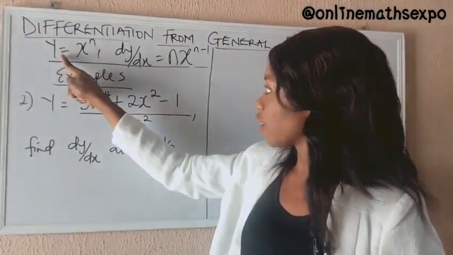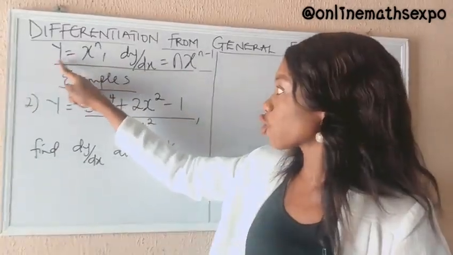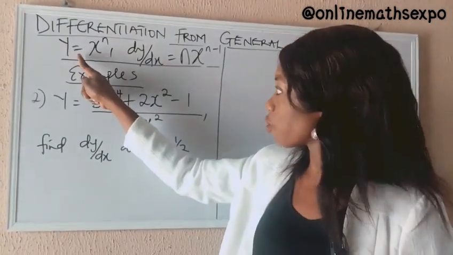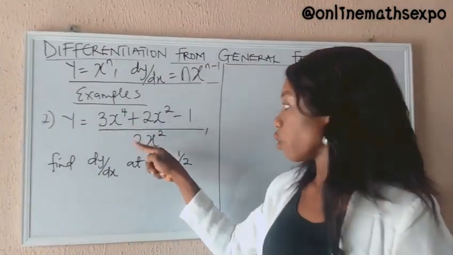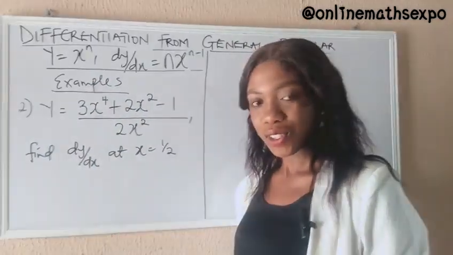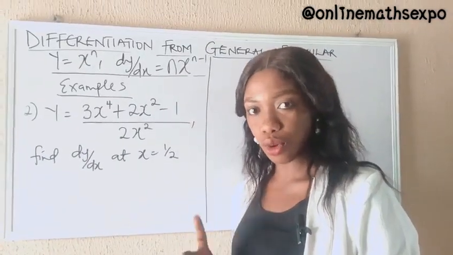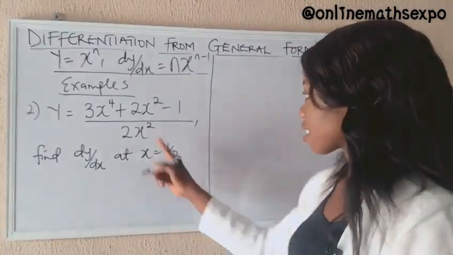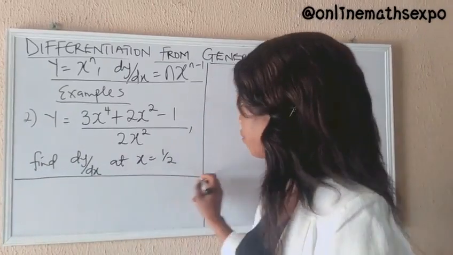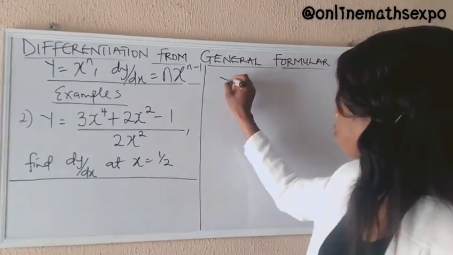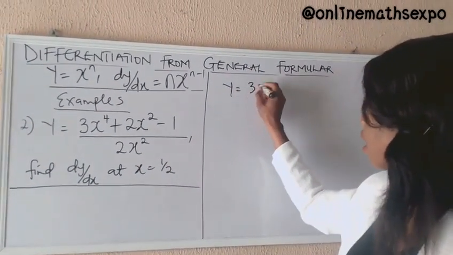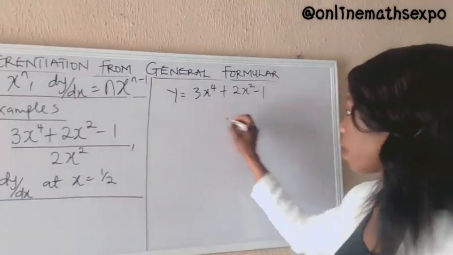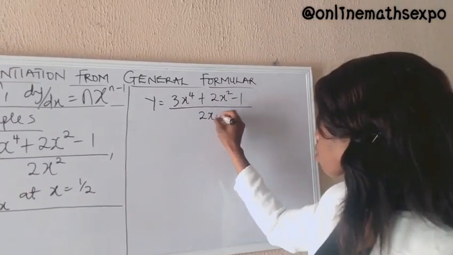Remember, it is y equal to x raised to power n, not y equal to x raised to power n over anything. It has to be a straight expression without a denominator. So that is the one thing I want you to know about. So what we do here is, we are going to simplify this. We have y is 3x raised to power 4 plus 2x squared minus 1, all over 2x squared.